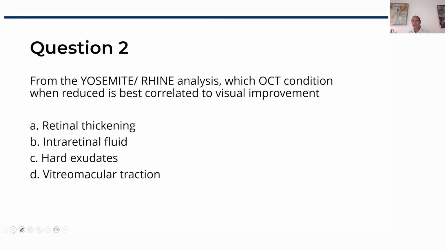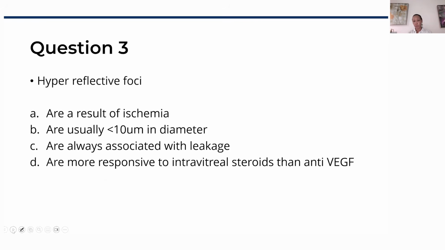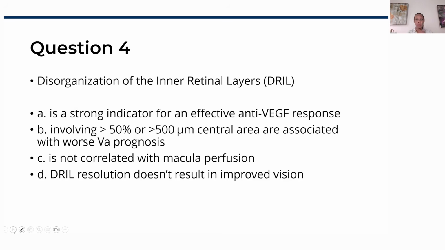From the Yosemite Rhine analysis, which OCT condition when reduced is best correlated to visual improvement? Very good. Intraretinal fluid. Well done. So we're going to go on to our third question. Hyperreflective foci. Good, good. So we think it may have an inflammatory component to it. It can sometimes be present before you get the extensive diabetic retinopathy. It does respond to the intravitreal steroids more so than anti-VEGF.